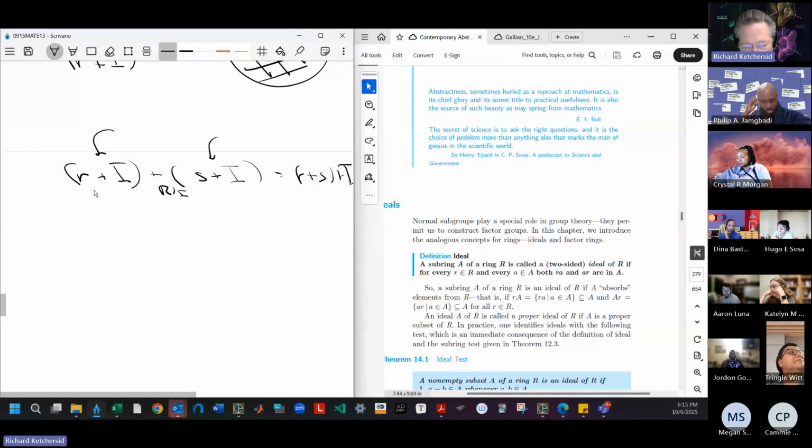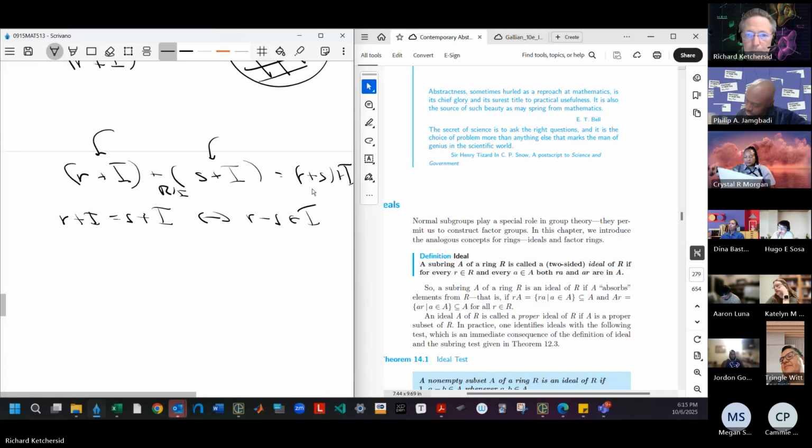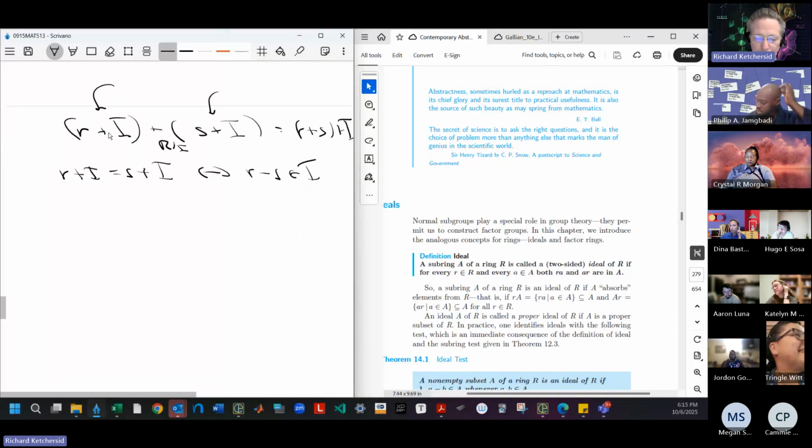And if I want to know whether R plus I is equal to S plus I, how does it work in the group? We just ask, is it true that R minus S is an element of I? That's how it worked with groups, for additive groups. The trick here is that when we were doing group theory, we tended to use multiplicative notation a lot. Now we're specifically using the additive notation.